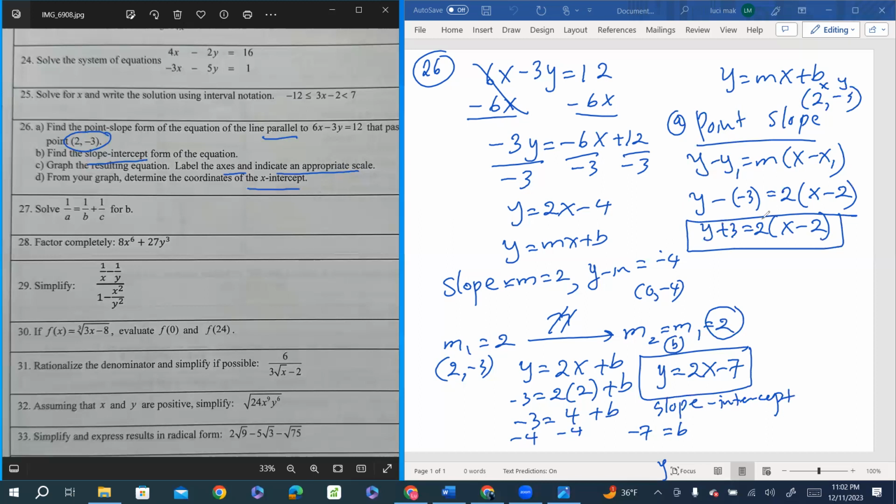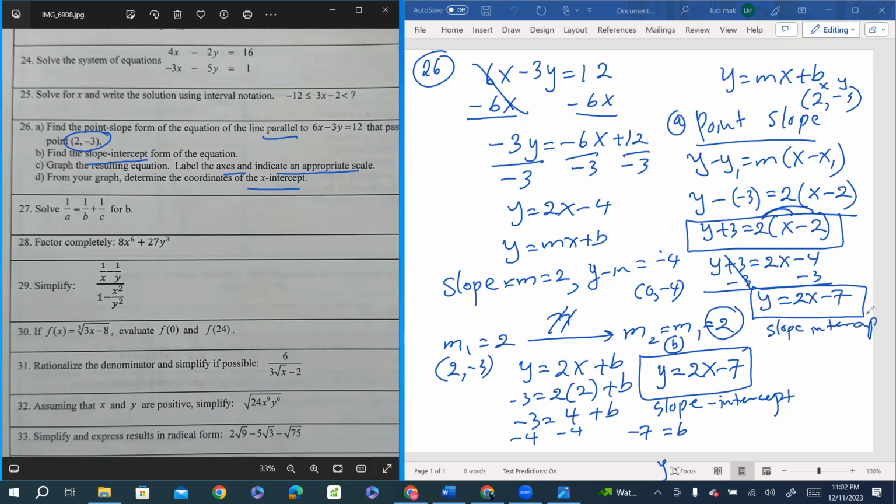However, if you distribute the 2, you could also find the slope-intercept form that way. y plus 3 equals 2x minus 4. And by subtracting 3 on both sides, you get y equals 2x minus 7, also the slope-intercept form.